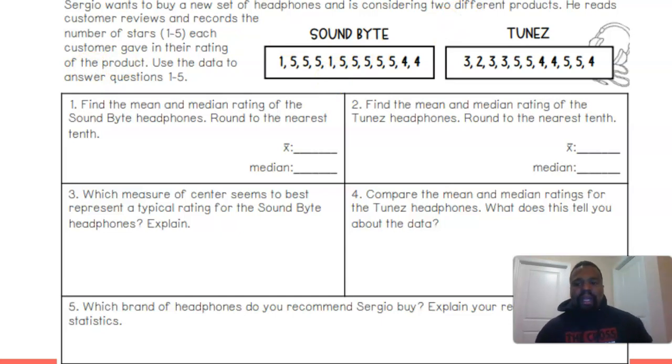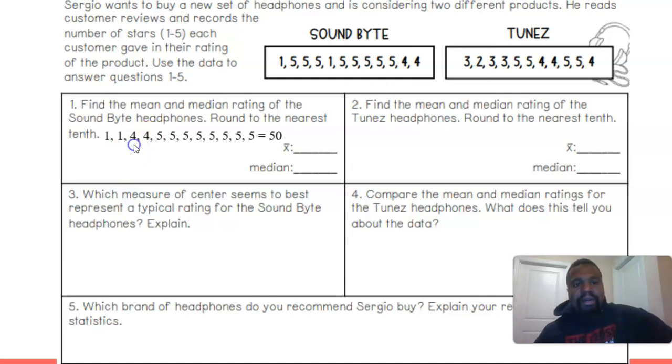I always recommend this, even for the mean: always put your data set in order from least to greatest. It makes things a little bit easier to read. So if I look at Soundbite, I'll put these ratings in order from least to greatest. Now I want to go ahead and find the mean.